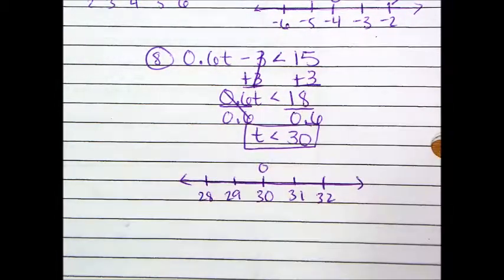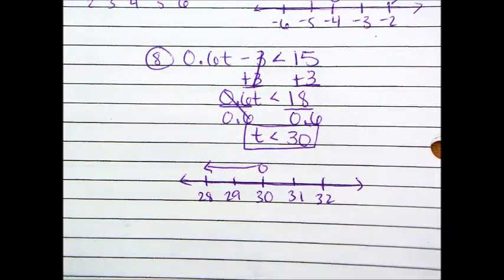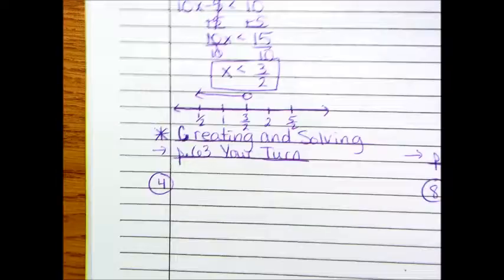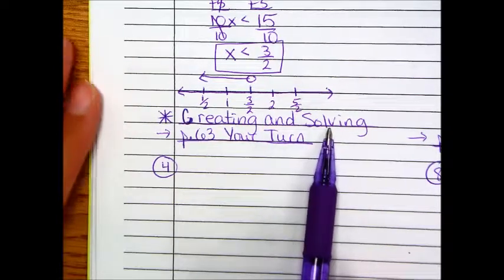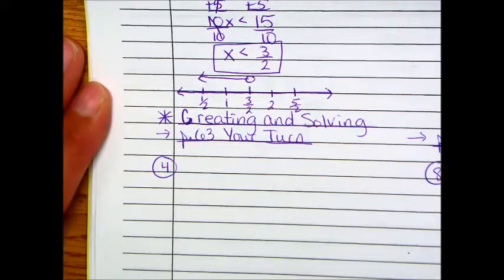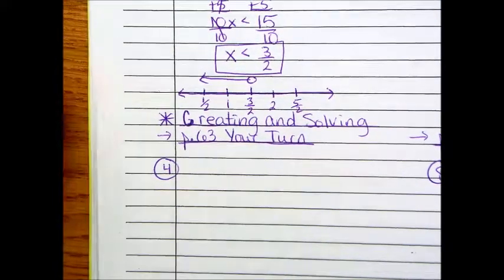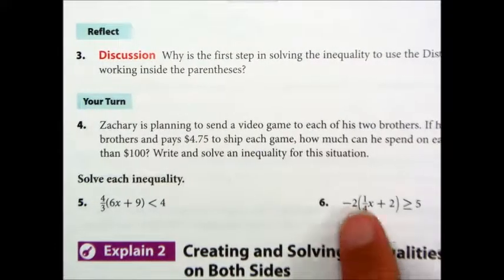This would have an open circle, and we would have an arrow left for less than. Okay, for the last section of these notes, we're going to take a look at what is involved in actually creating and solving an inequality that matches a situation. So off of page 63, we're going to take a look at the word problem number 4 in the middle of the page.